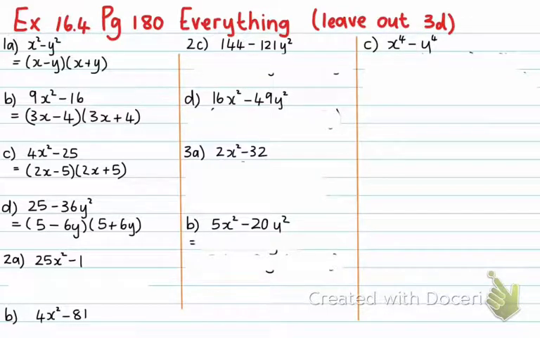Can you see that the brackets look exactly the same? Just the signs are different in both brackets. One is a negative, one is a plus. In all of the examples we've done so far.